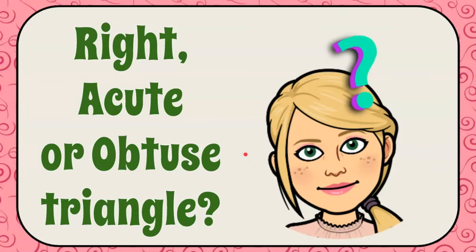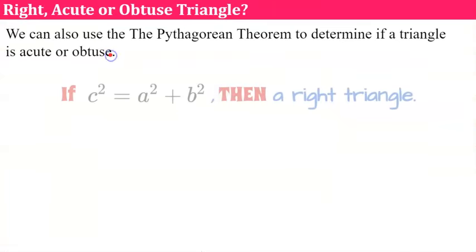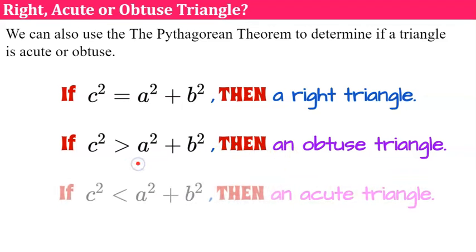Now we're going to use the Pythagorean theorem, or converse of, to determine whether or not three side lengths form a right triangle, acute, or obtuse triangle. So here we go. We are going to know that if this statement is true, if we have equality, it's equal, we have a right triangle. Now, if the c squared, our longest side, is greater than the sum of the squares of the two smaller sides, we have an obtuse triangle. And then if the longest side squared is less than the two smaller sides squared and added together, then we have an acute triangle.